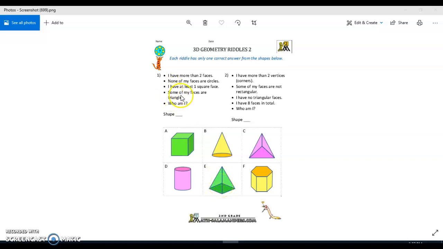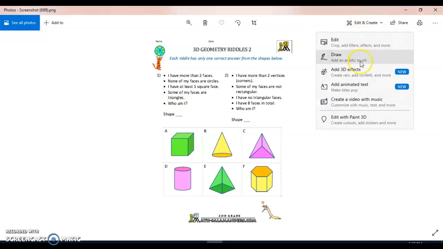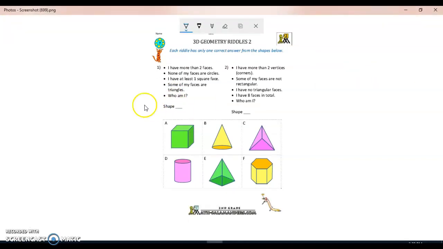Then it says, some of my faces are triangles. The square doesn't have triangles. However, letter E, some of them, yeah, it has 4. It has 1 right here, 1 over here, another 1 over here, and this one right here. And then it has the square on the bottom. So what shape is riddle number 1? It is shape, we're going to put E here.